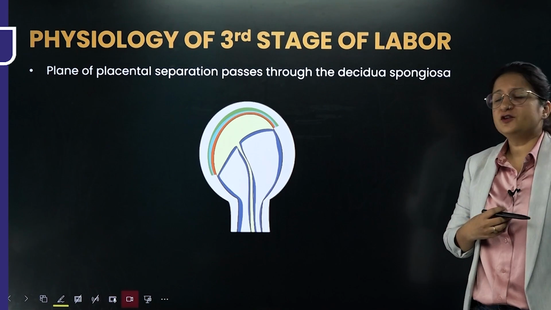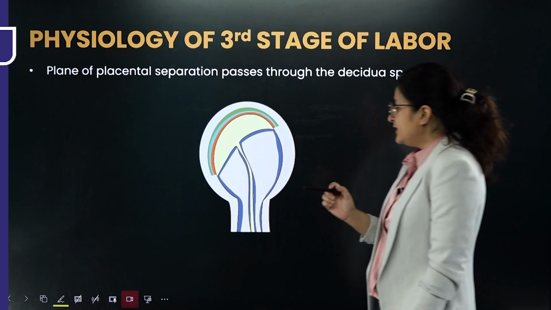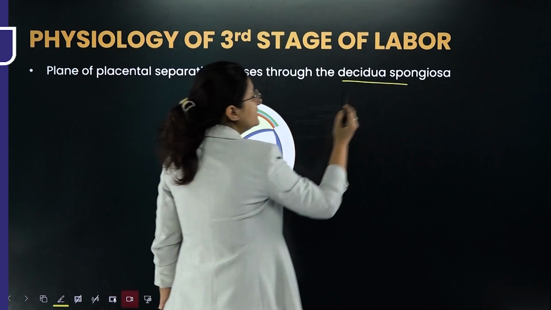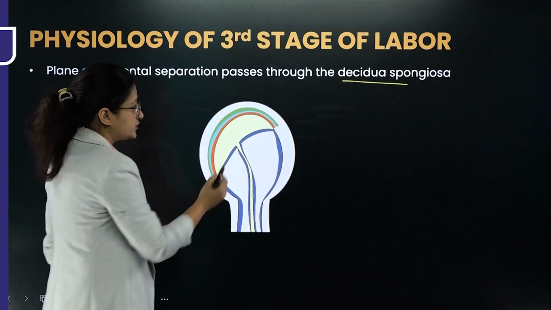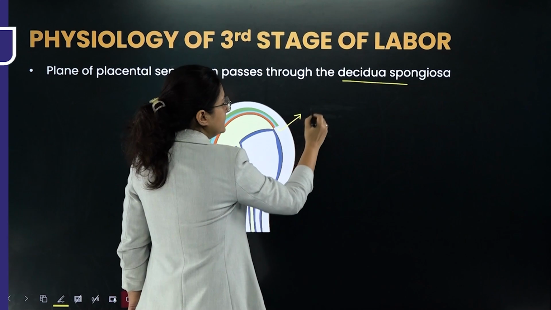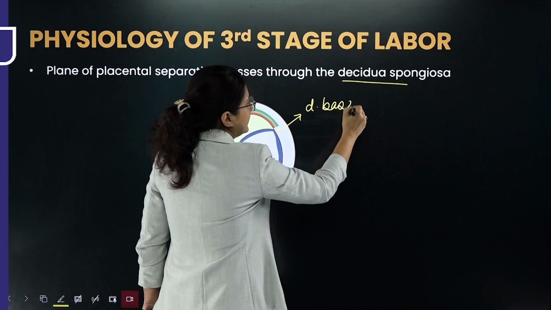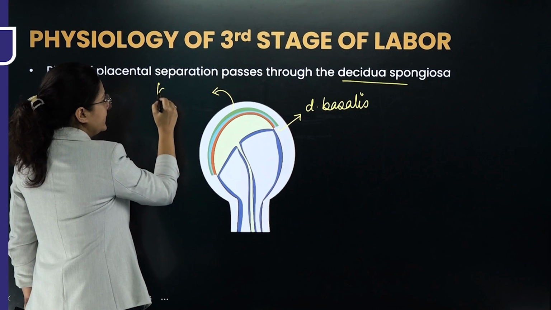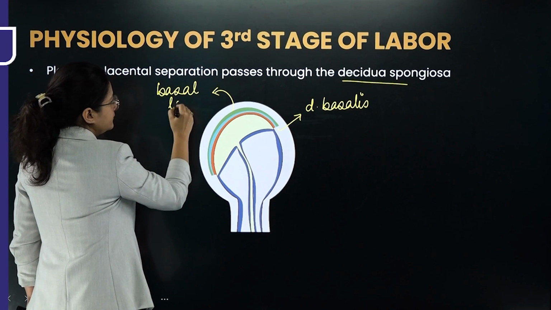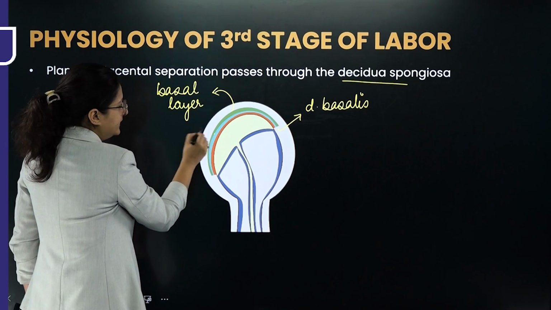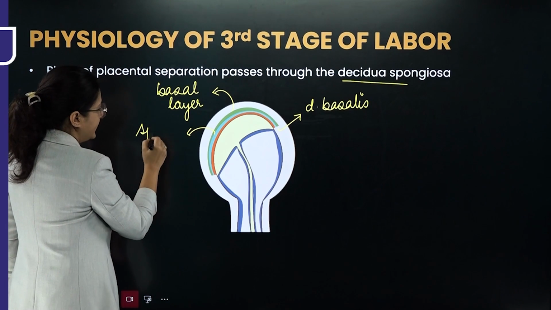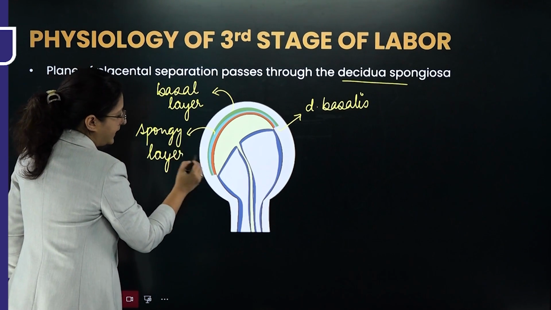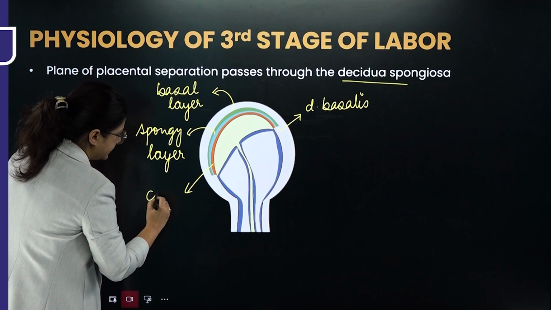So to begin with, when we talk about the physiology, see here and you know already that the plane of placental separation passes through the middle layer, that is the decidua spongiosa. So remember here that this is the decidua basalis and it has differentiated into three layers, right? The deepest is the basal layer. Then you have a middle layer, that is the spongy layer. And we have the superficial one, that is the compact layer.